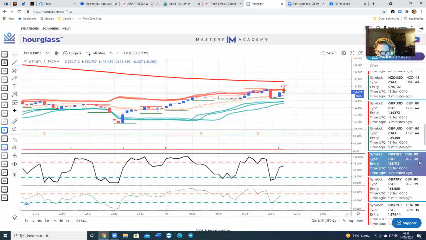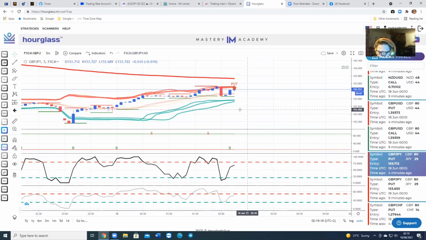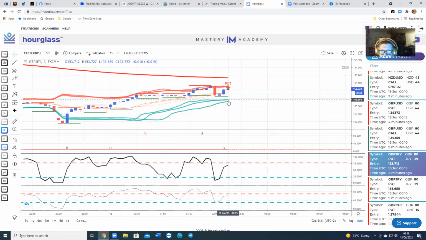GBP 80 to 29 on the Japanese yen. It was called as a put, so this is in a pullback. So again, it's just pushing up there. I want to see that. Can you see how that line now is coming down? Japanese yen is strengthening. But if we are going to take it for a call, it is off those Bollinger Bands, those 727. It was a put at 712, but you can see it's still pushing up.